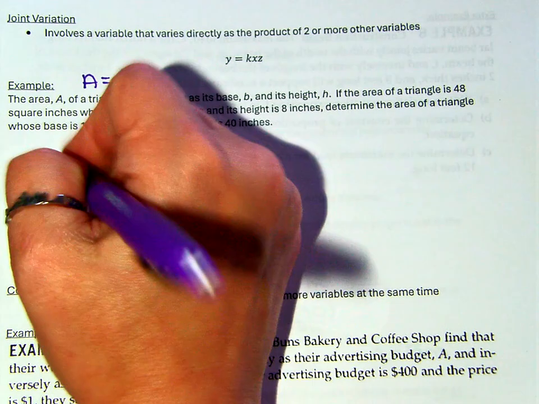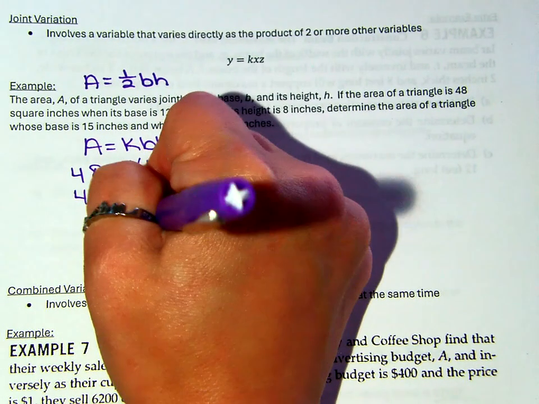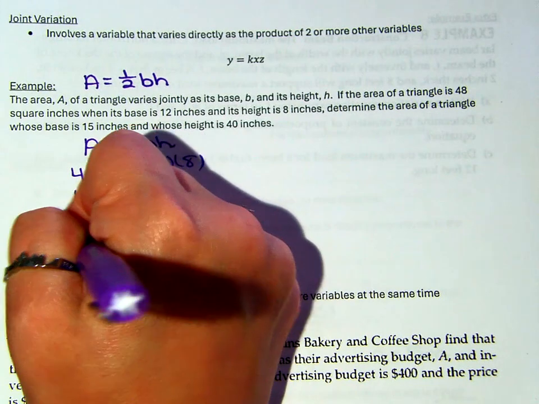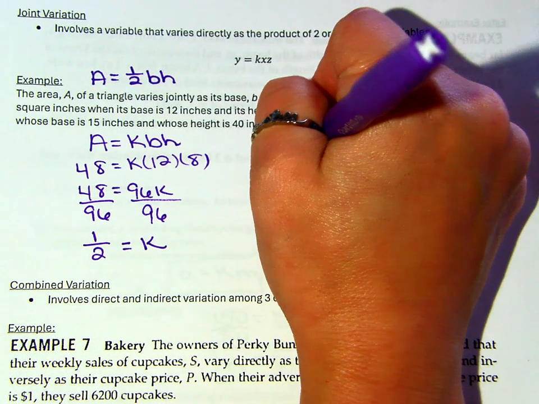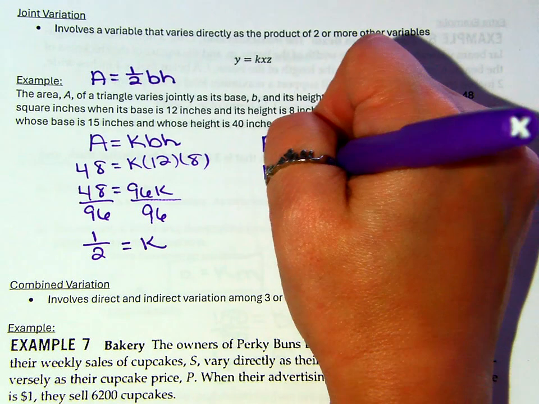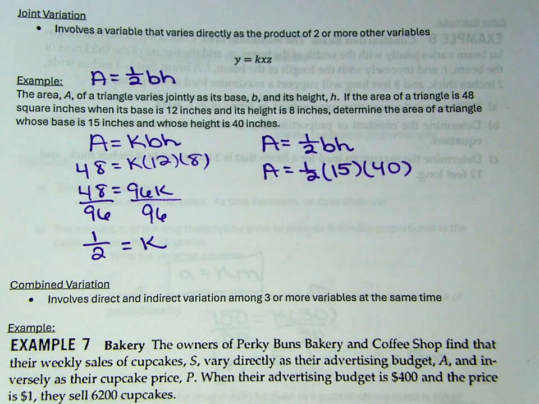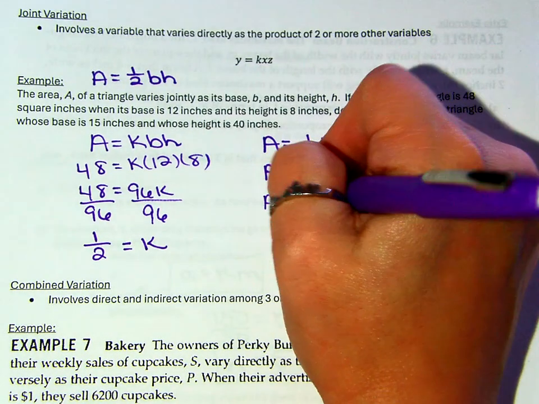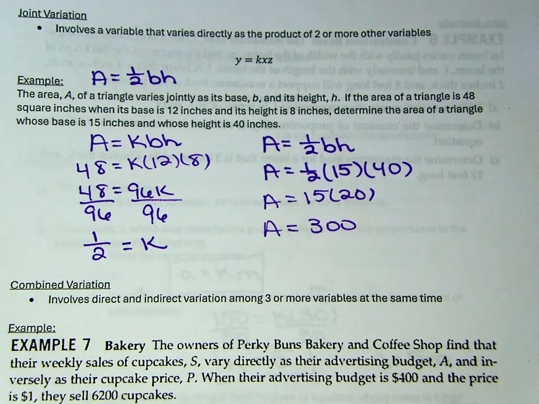Because we'll have 48 equals 12 times 8, which is 96. To get K by itself, we have to divide by 96. And that actually is 1/2. I know I kind of ruined that for you because I already told you what it was going to be. So that means the area of our triangle is 1/2 our base times our height. And so that says determine the area of the triangle whose base is 15 inches and whose height is 40. One half times 40 is 20, so 15 times 20 is really what I'm doing, so area is 300. It says inches, so I'm going to put inches squared.